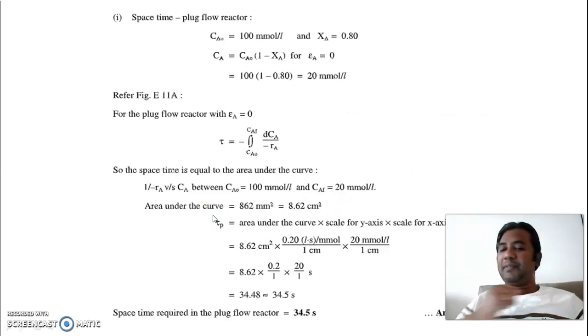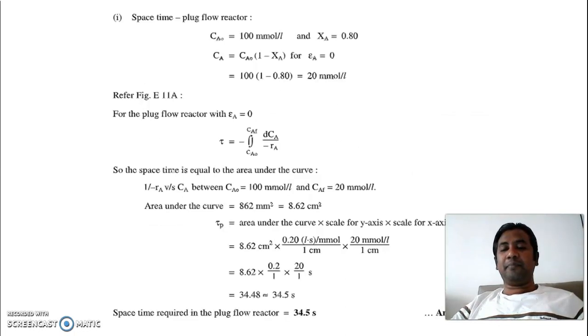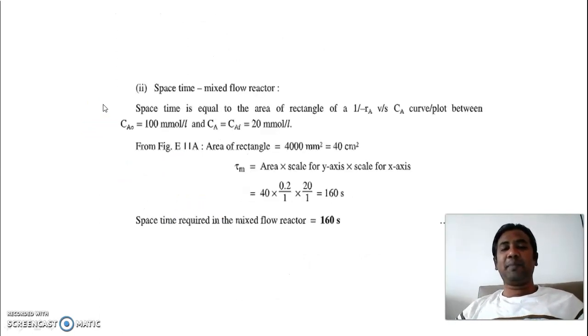If you compare the space-time of the plug flow reactor and CSTR, you will find that CSTR requires more space-time. This is because there will be a slow conversion pattern in the CSTR as compared to the plug flow reactor, and that is why you require more time, more space-time in a mixed flow reactor for the same conversion. So actually this is a kind of disadvantage if you compare the time required and volume required. In CSTR it is always greater than PFR.